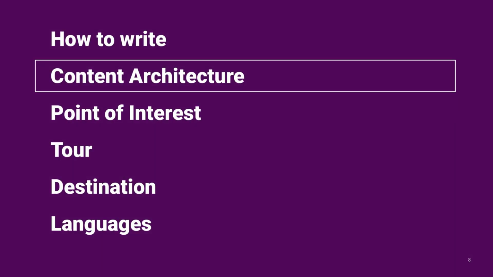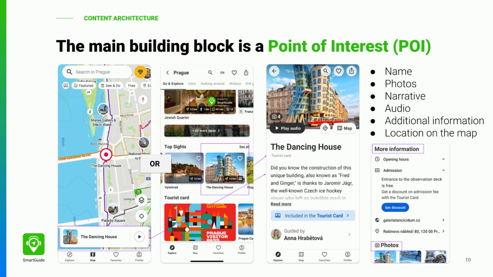Before we start writing content, it is helpful to understand the SmartGuide content architecture and terminology. The main building block is a point of interest, or simply POI. A POI can be, for example, a city square, castle, or a statue in a park. A POI includes photos, narrative, and audio describing what makes it interesting. It is what a guide would say about the POI when introducing it to a visitor. The story can be complemented by structured additional information such as address, website, or admission.